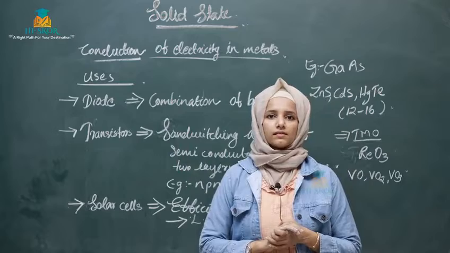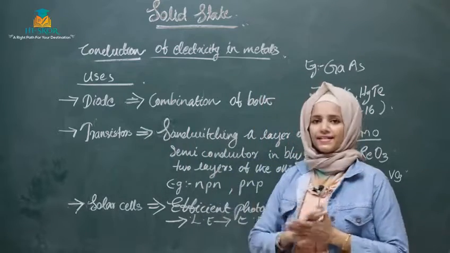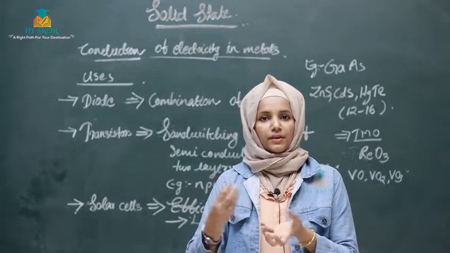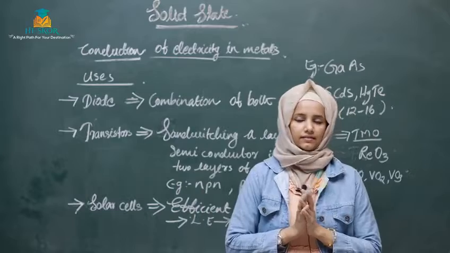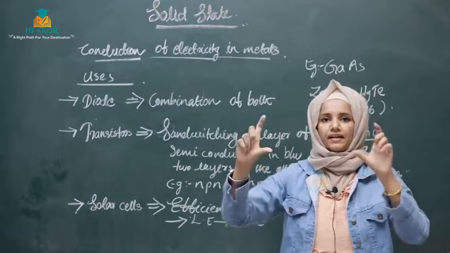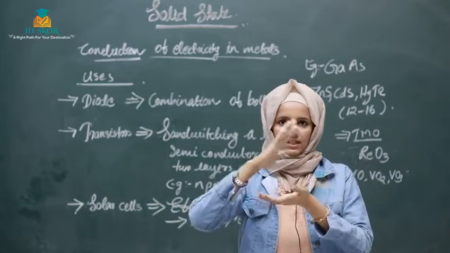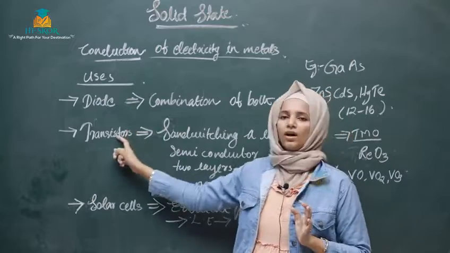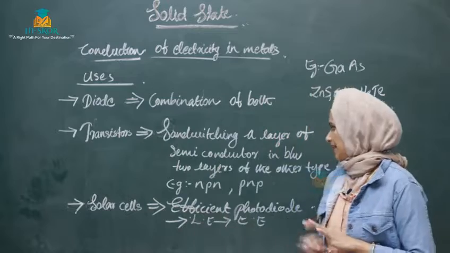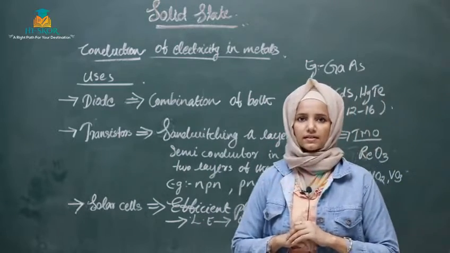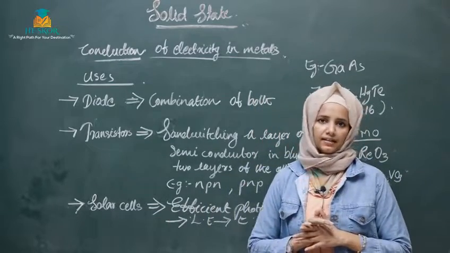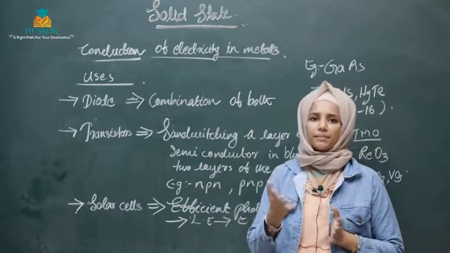Then next, transistors. Transistors means sandwiching a layer of semiconductor in between two layers of other semiconductors. For example, an NPN transistor or a PNP transistor: a p-type layer sandwiched between two n-type layers. Such a structure is called a transistor. Next application is solar cells. Solar cells are efficient photodiodes. What is the function of solar cells? It converts light energy to electrical energy. So these are the uses of semiconductors.